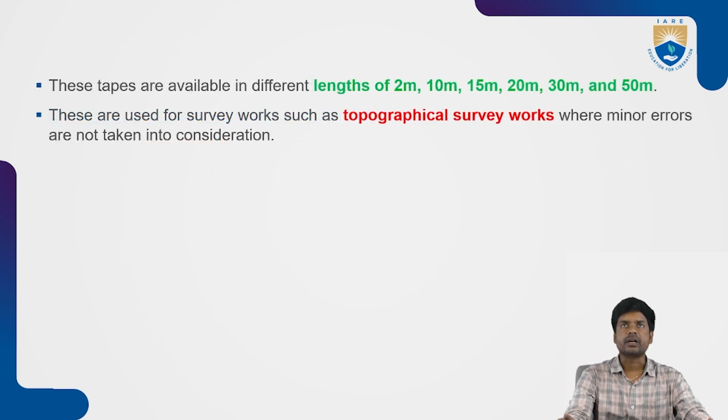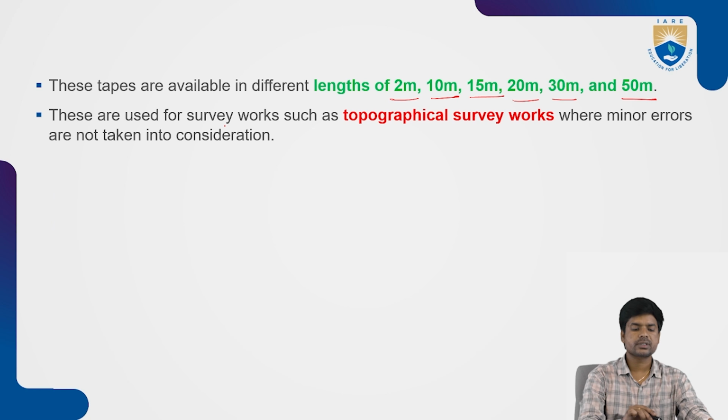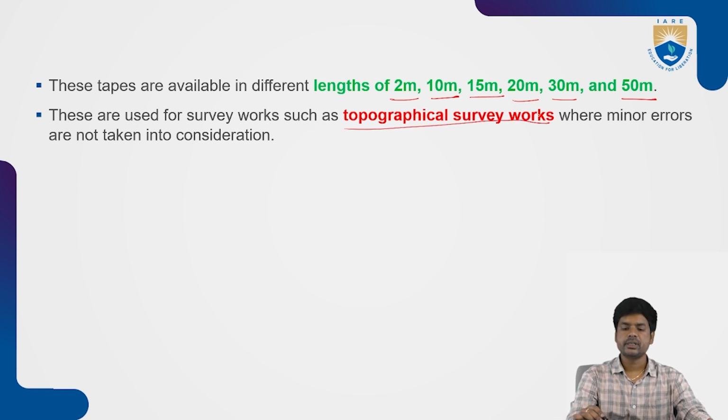Next, these tapes are available in lengths of 2 meters, 10 meters, 15 meters, 20, 30, and 50 meters. These are used for survey works such as topographical survey works, where minor errors are not taken into account. We are going to use them to create the topographical maps. Whenever you do this particular type of survey, we use these metallic tapes. Here we are not going to consider the small errors.